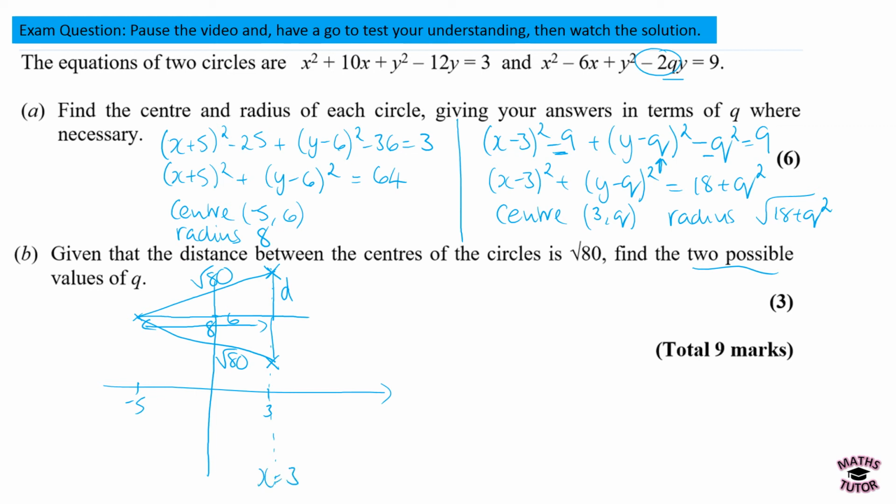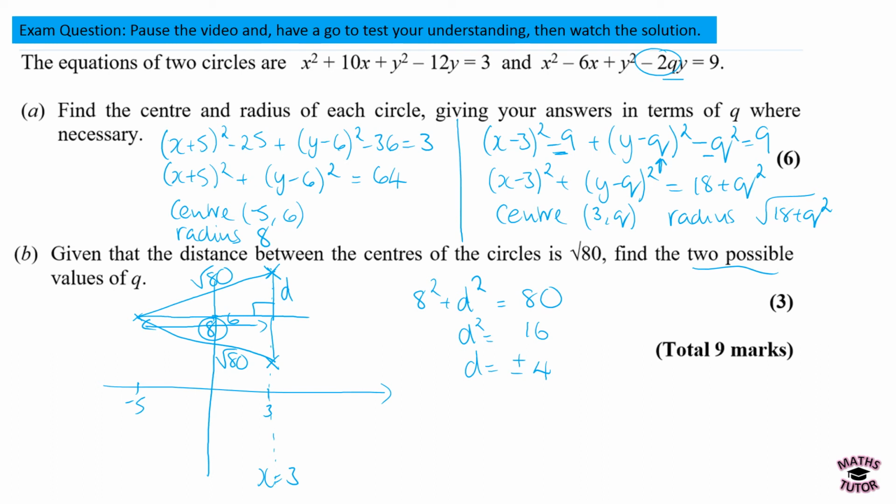So applying Pythagoras, because we know this horizontal distance in the triangle is going to be 8, we can say that 8 squared plus d squared is going to give us 80. So d squared will have to be 80 minus 64, which is 16. So d is going to be plus or minus 4.